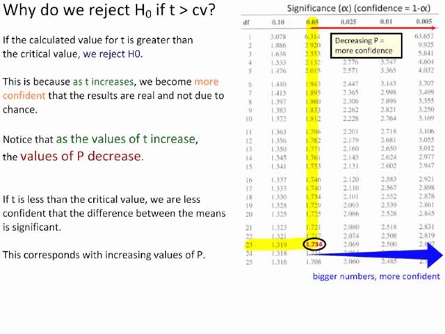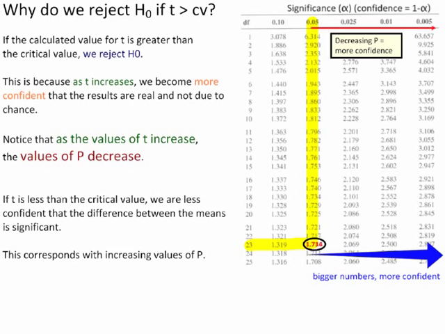Why do we reject the null hypothesis if t is bigger than the critical value? If the calculated value for t is greater than the critical value, we reject the null hypothesis. This is because as t increases, the bigger the value for t, we become more confident that the results are real and they are not due to chance, like sampling coincidences that we talked about before.